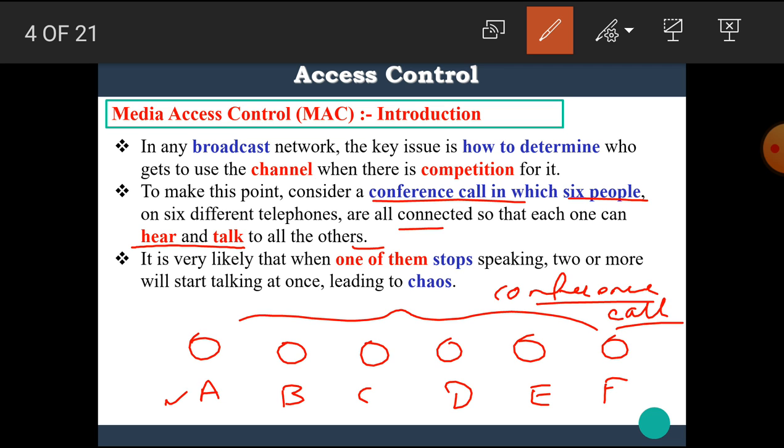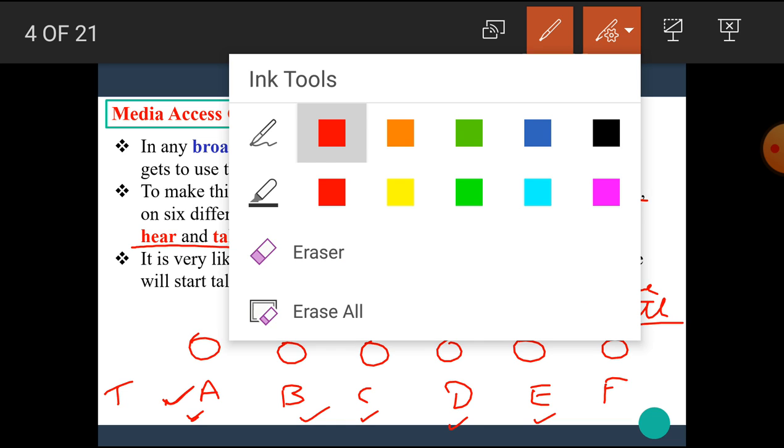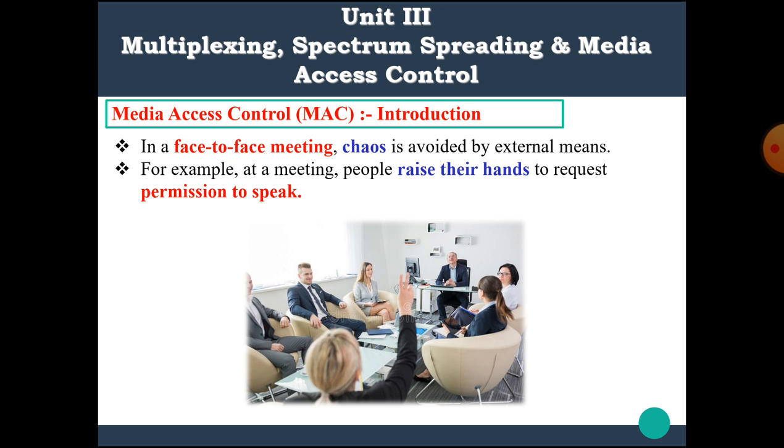Suppose that A is talking, then after completion of talking, or if A stops talking, then it may be possible that B and C speak at the same time, or D and E speak at the same time. Due to this, chaos may appear. I hope you all now understand the concept.